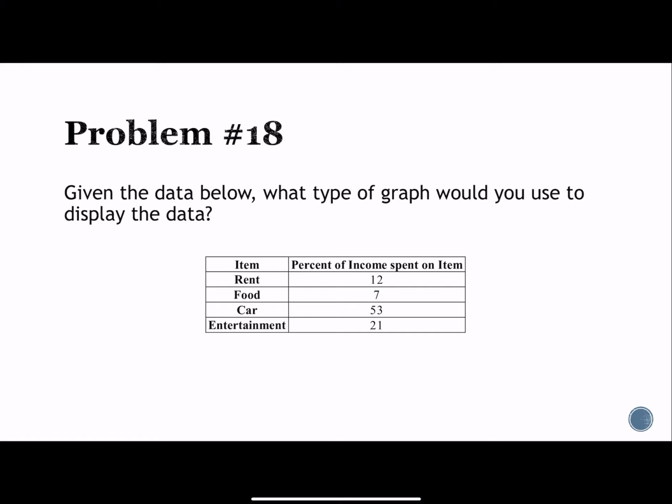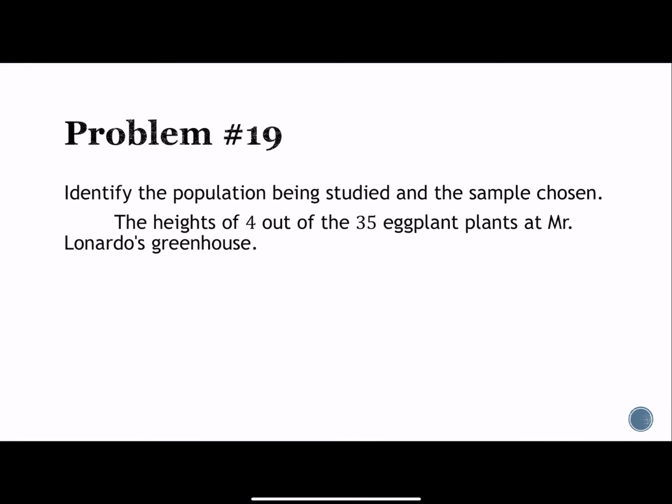Given the data below, what type of graph would you use to display the data? This is a Chapter 2 question asking about the types of graphs. We've got a table here, and the items are listed: rent, food, car, entertainment. Ladies and gentlemen, those items are categories. You've only got two graphs that we use for categories: bar graphs and pie graphs. Which one is suitable? Look at what the other column says: percent of income. They already give us the percents, so a pie graph would be best here. The point is, it's Chapter 2. Don't forget to understand what those variables are. Take a few minutes to look at the chart itself and understand it.